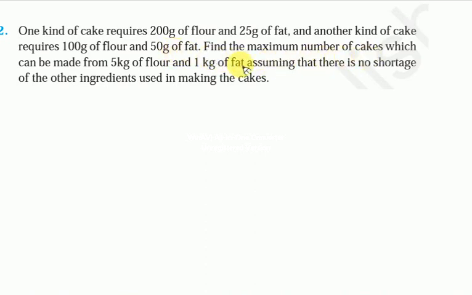Find the maximum number of cakes which can be made from 5 kg flour and 1 kg fat, so that flour and fat will be in rows. This is a very, very important problem, the cake problem. So from this, what do we do? Cake A and cake B. I am considering flour and fat here, which means they have boundaries.